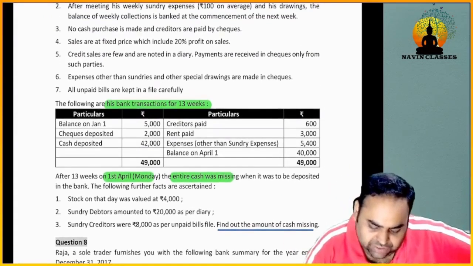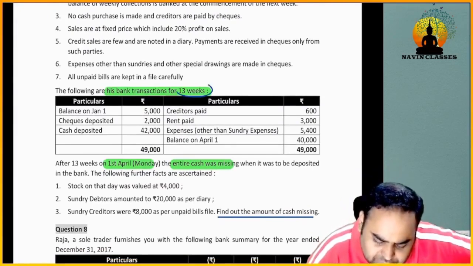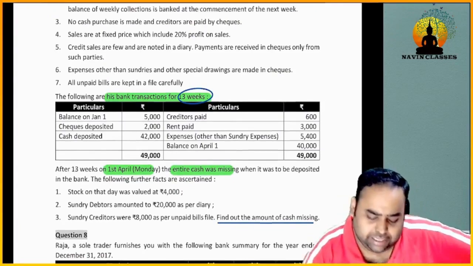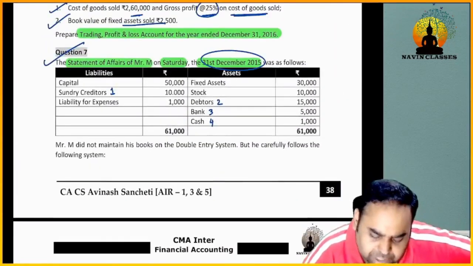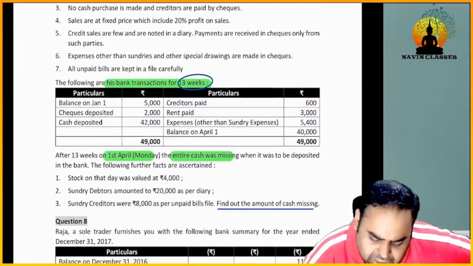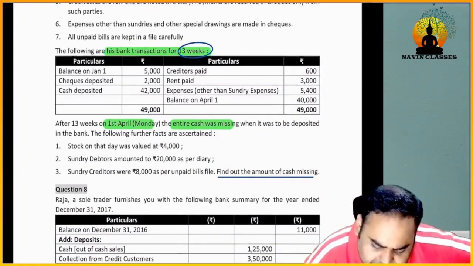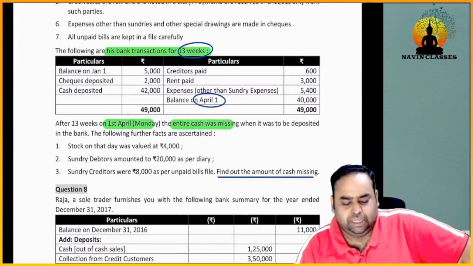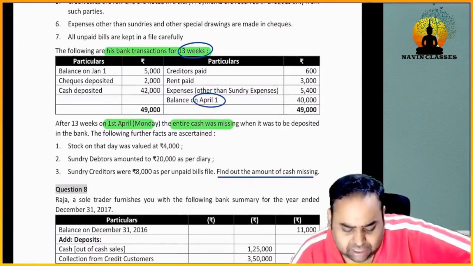You have to do the working of 13 weeks. This time all the work is for 13 weeks and not for the whole year. You are given the opening balance sheet of 31st December, and you need to calculate the missing cash of 1st April. Bank account is also given, by the way.